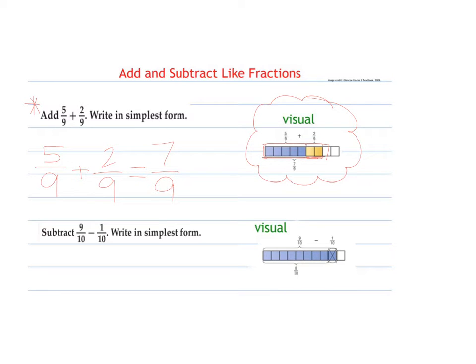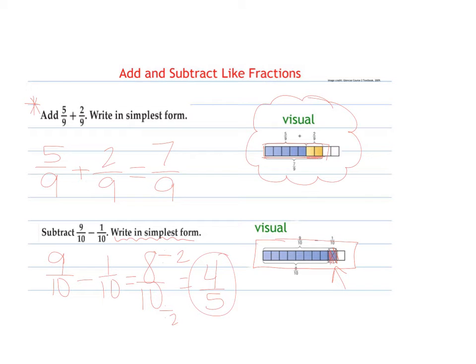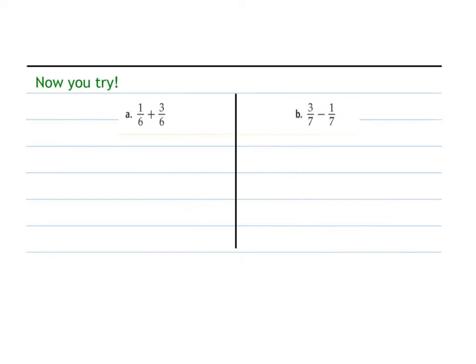Same goes for subtracting. We can see here we start with 9/10. This strip is broken up into tenths, and then we take one away, so we're left with 8/10. So 9/10 minus 1/10 is 8/10. And then we need to write it in simplest form. I can see that 8 and 10 can both be divided by 2. So I would end up with 4/5. So fractions always need to be written in simplest form. 7/9 was already in simplest form.